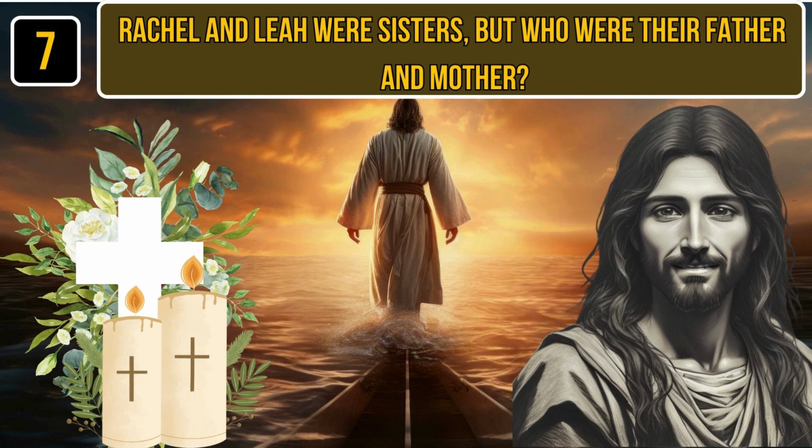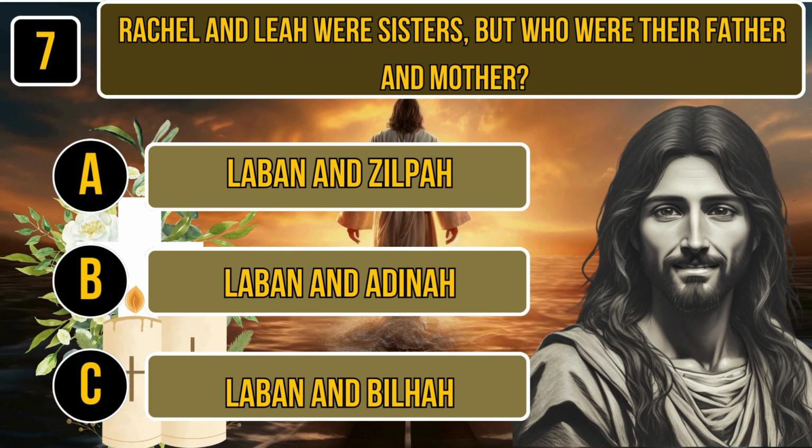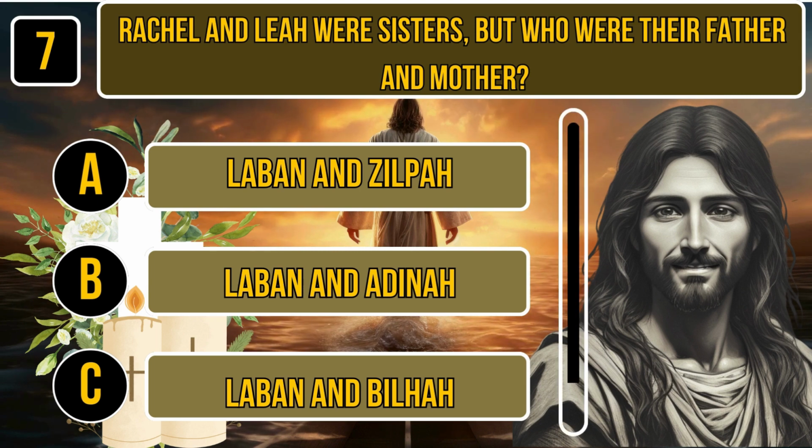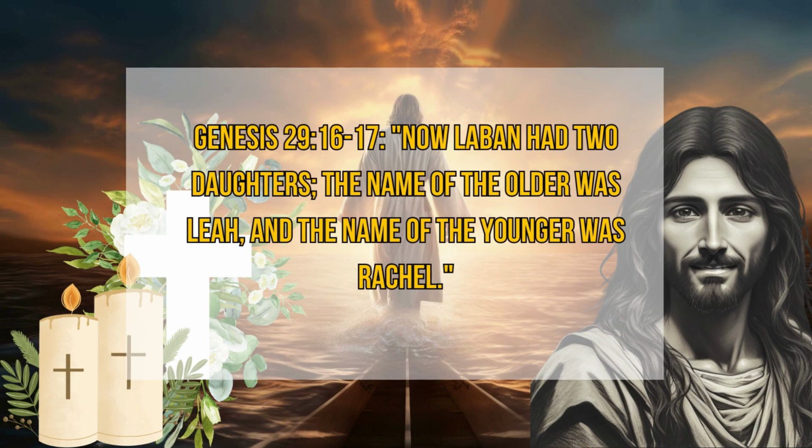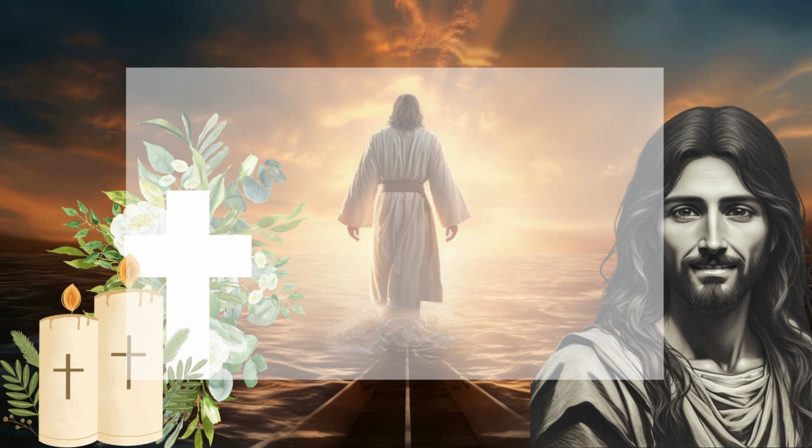Question number 7. Rachel and Leah were sisters, but who were their father and mother? A. Laban and Zilpah. B. Laban and Dinah. C. Laban and Bilhah. Time for thinking. The correct answer is Laban and Dinah. Genesis 29:16-17. Now Laban had 2 daughters. The name of the older was Leah, and the name of the younger was Rachel.